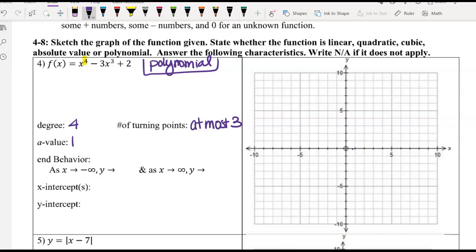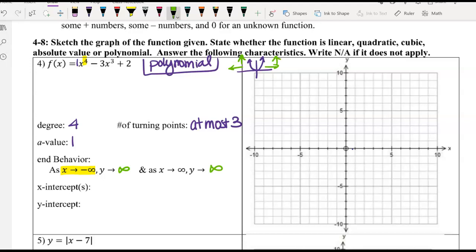The end behavior, since your a value is positive, that means it's going to behave like a quadratic, which is a parabola because the degree is even. So we don't even need a graph to say, okay, as x approaches negative infinity, which is to the left, y goes up. So that's positive infinity. Similarly, as x approaches the right side, which is positive infinity, y also goes up. So this is like that.